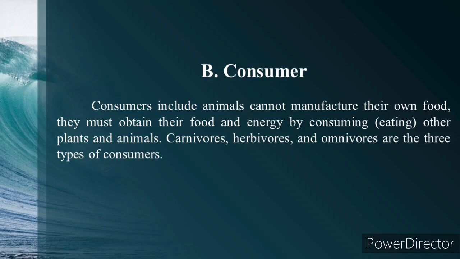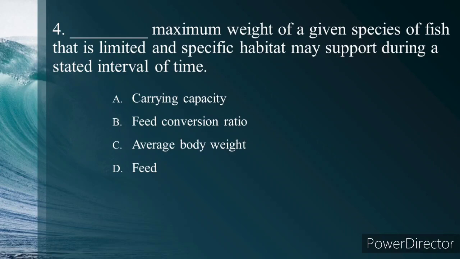Number 4. Blank, the maximum weight of a given species of fish that a limited and specific habitat may support during a stated interval of time. A. Carrying capacity. B. Feed conversion ratio. C. Average body weight. D. Feed. 1, 2, 3. The answer is A.